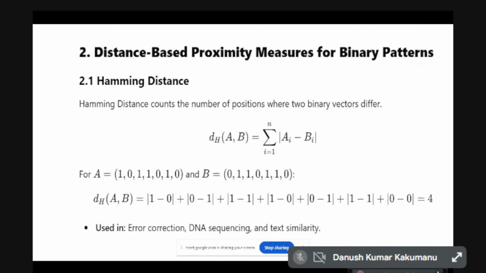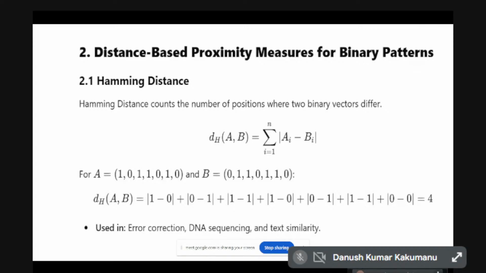1, 1, 0, 0, 1, 0, 0, 0, 1, 0, 1. Now for B, 0, 0, 0, 1. Binary values are only 1 and 0. Okay? You are concentrating on my lecture. Very good.